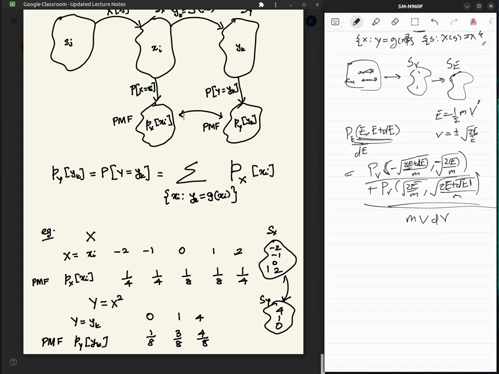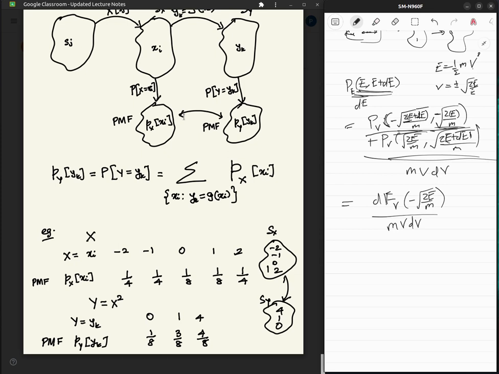And then you can figure out what the probability of this interval is. We know it's just this thing: dF(v) evaluated at negative square root of 2e upon m, times m v dv, right? For this interval, what you're basically doing is taking the cumulative probability at this point minus the cumulative probability at this point. Don't worry about inclusive or exclusive, it's a range, so it doesn't matter. And you're taking the probability of that, and since these are infinitesimal quantities, you're taking derivatives, so it doesn't really matter.